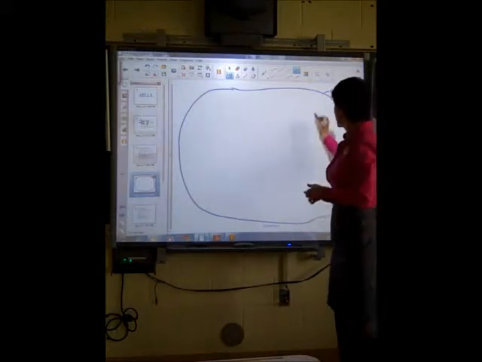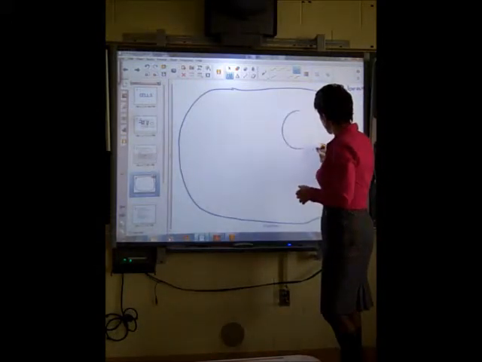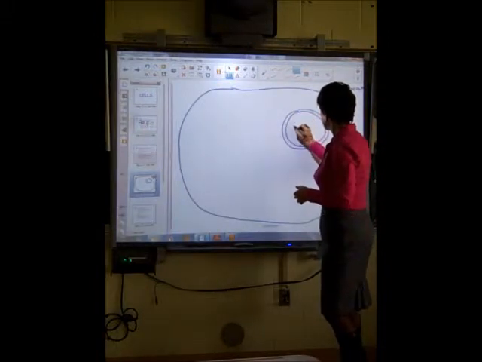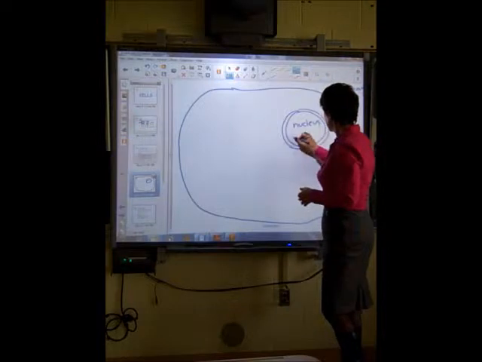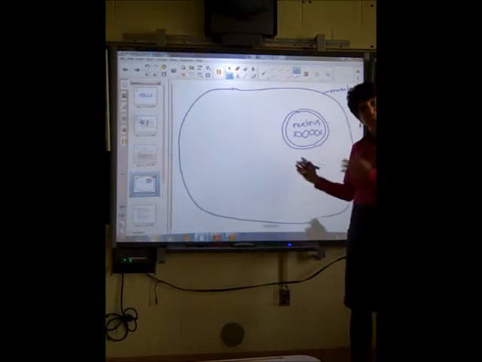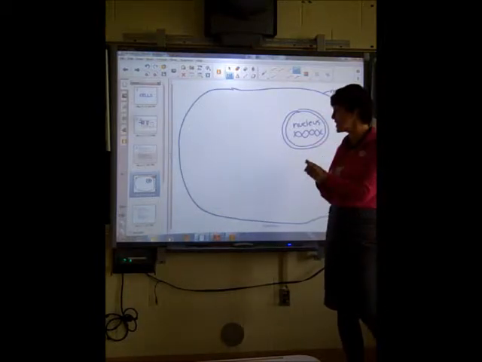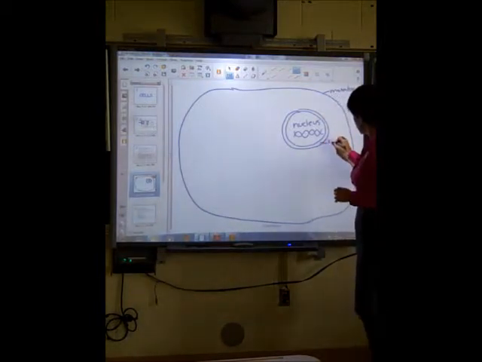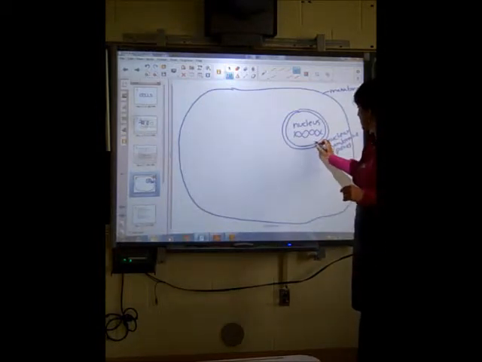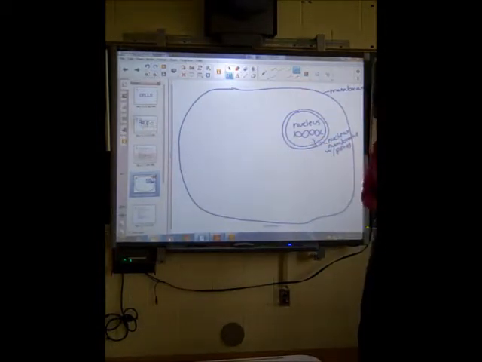my cell membrane. Then I want to take and do another circle. I'm going to double enclose it. This is my nucleus. You can go ahead and put some DNA inside of it to show that that's where the DNA is contained. And we can also label this the nuclear membrane. And that contains pores or little openings where RNA might be able to get out.